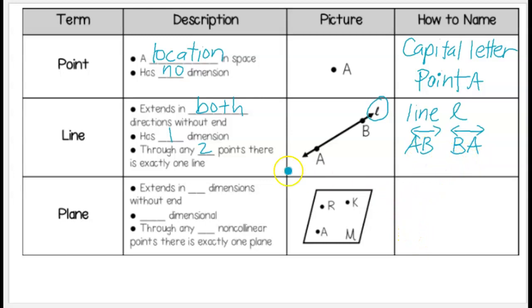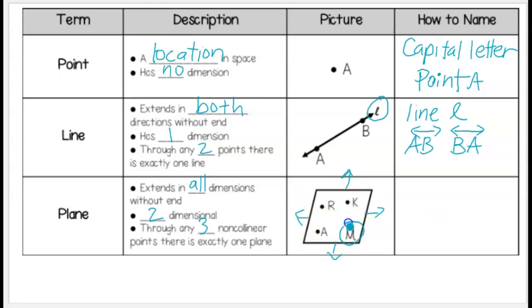Okay, next is plane. A plane extends in all dimensions without end. So it's going on this way, it's going on this way, and it's going on this way. Even though we draw it with an end, we know that it is extending infinitely like a line. A plane is two-dimensional. Length and width, it has area, that's two-dimensional. And through any 3 non-collinear points, there is exactly one plane. These are those 3 non-collinear points.